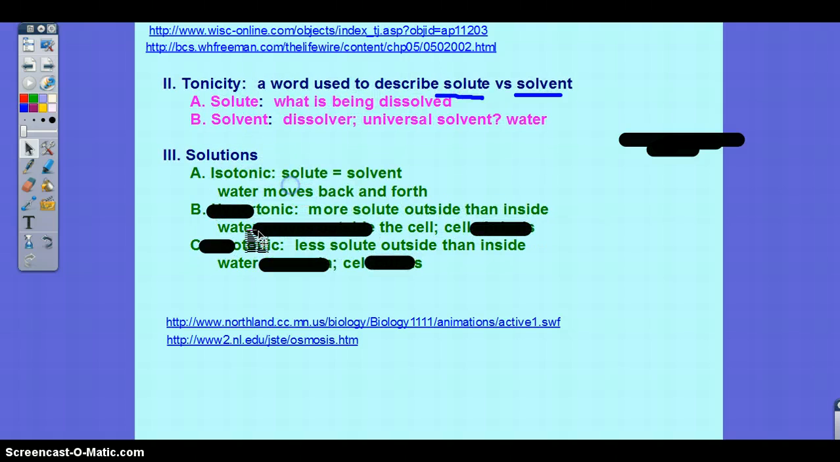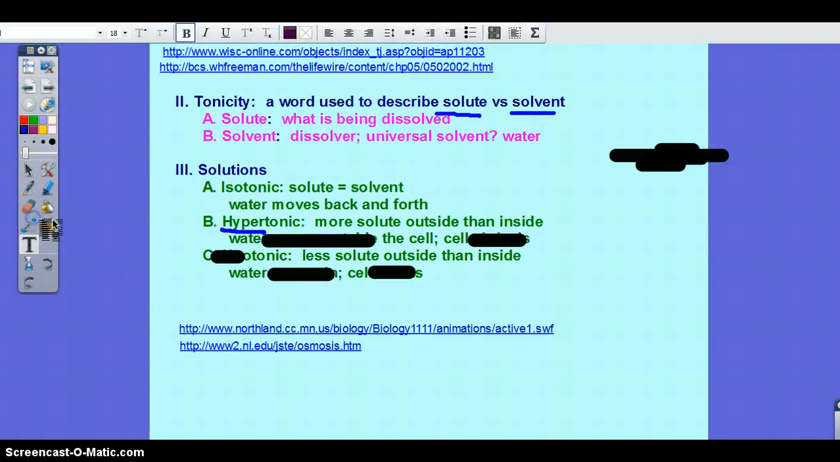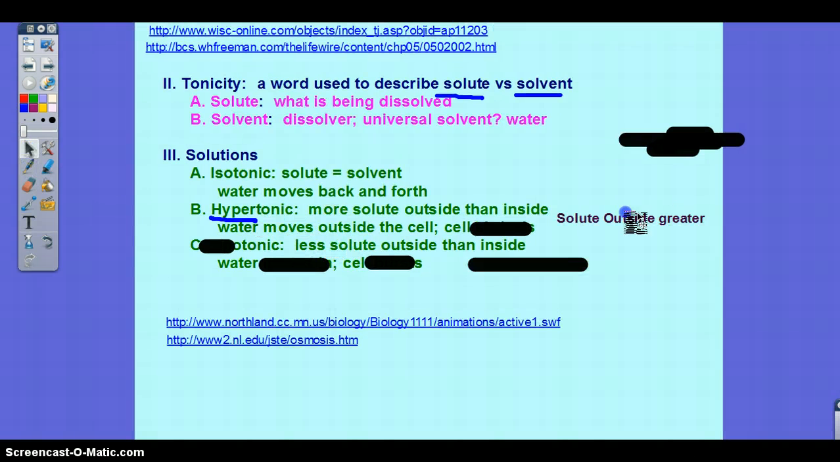In a hypertonic solution, there's more solute outside the cell than there is inside the cell. Think of hyper people like to be outside. Hyper people would be the solute. So the solute concentration outside is greater. Water in this case is going to move outside of the cell and the cell can shrivel up.